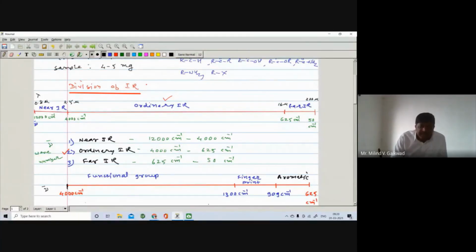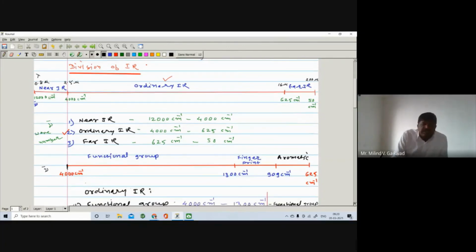The fingerprint region gives information for sample comparison. If there is a carbon-carbon-carbon skeleton, or carbon-carbon-carbon-oxygen skeleton, or maybe another skeleton, two samples having the same spectra in this region means the compound is the same, so it is useful for sample comparison. Then the aromatic region: if there is the presence of benzene, monosubstituted benzene, disubstituted benzene, ortho, meta, para, then it is useful to find out the presence of an aromatic compound. So these are the three parts: functional group region, fingerprint region, and aromatic region.